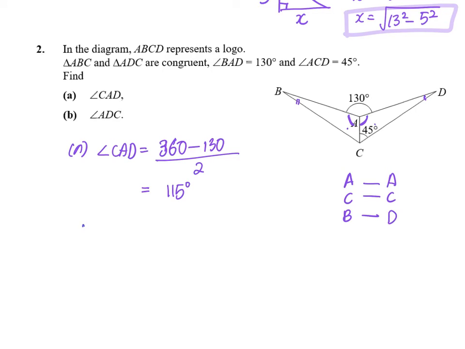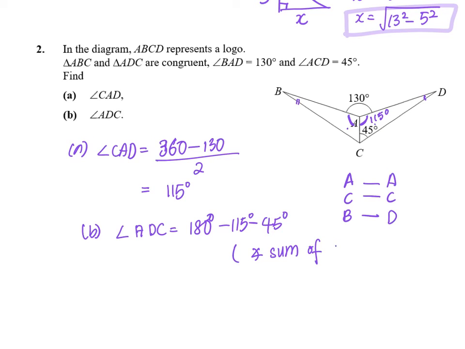Next one, part B, find angle ADC. So I know this is 115 already. How to find angle ADC? 180 minus 115 minus 45. What is the reason? Angle sum of triangle. Okay, what answer you get? 20. Very good.